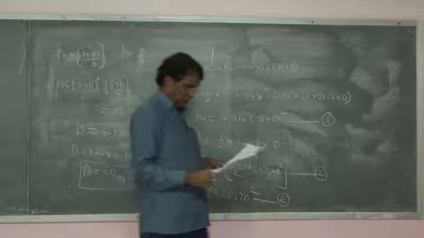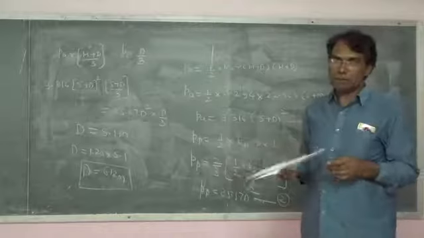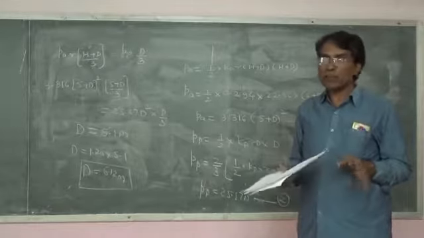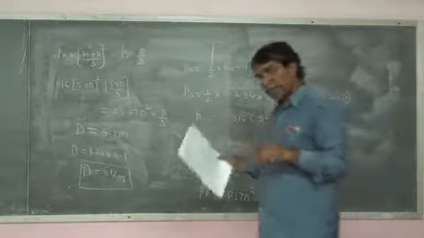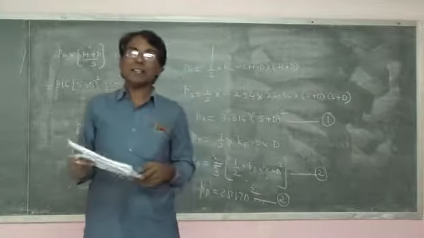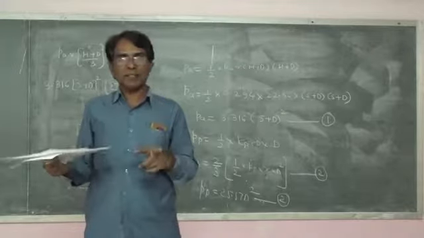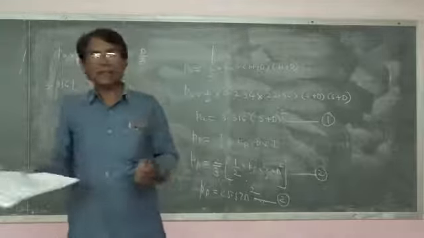Got it? So this method is called the approximate method of calculating the depth of embedment in a cantilever sheet pile wall when cohesionless soil is there, when C equal to 0. So you have to go by this procedure.